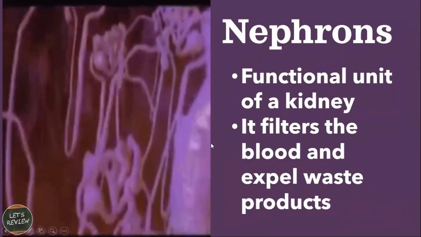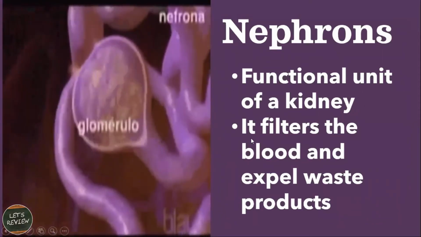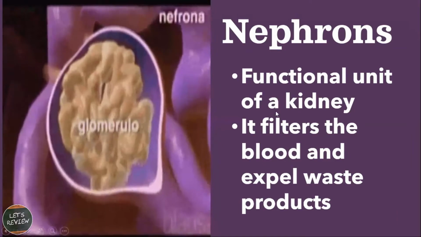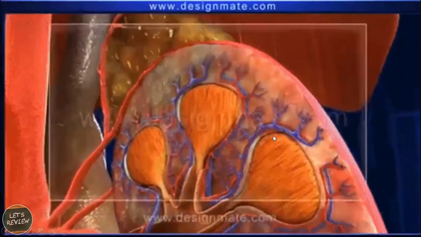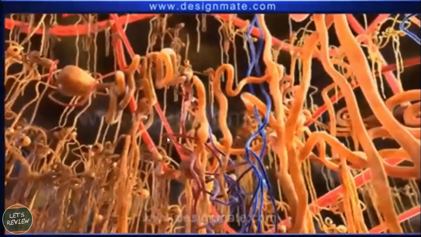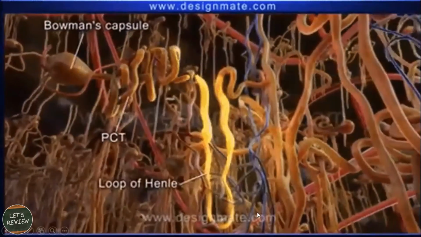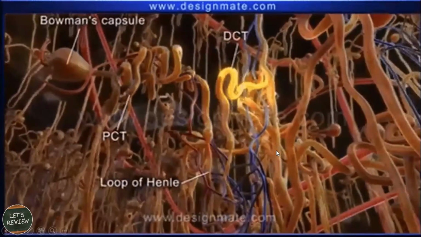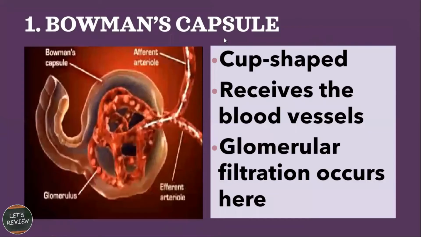So inside the kidney, there are some functional units that filter the blood and expel waste products, and we call them the nephrons. The nephrons are composed of different parts. This is where you can find the nephrons, and inside it there are some parts. So I want you to look at this. We have the Bowman's capsule, the PCT, the loop of Henle, and the DCT plus the collecting duct. So one by one. First is the Bowman's capsule.